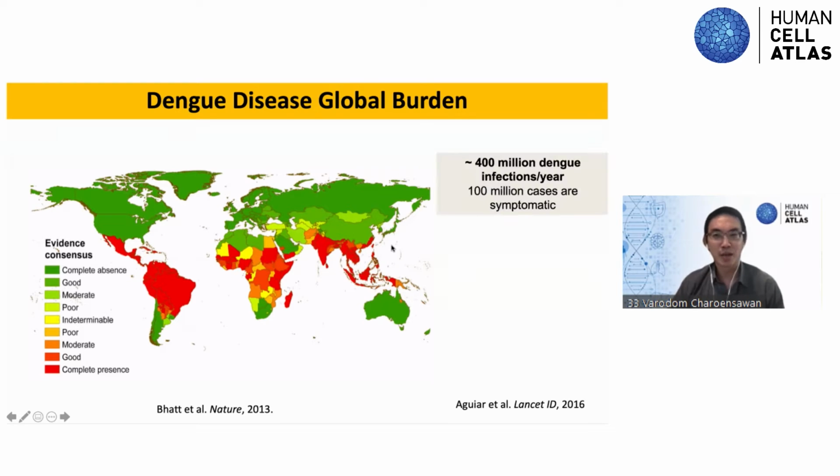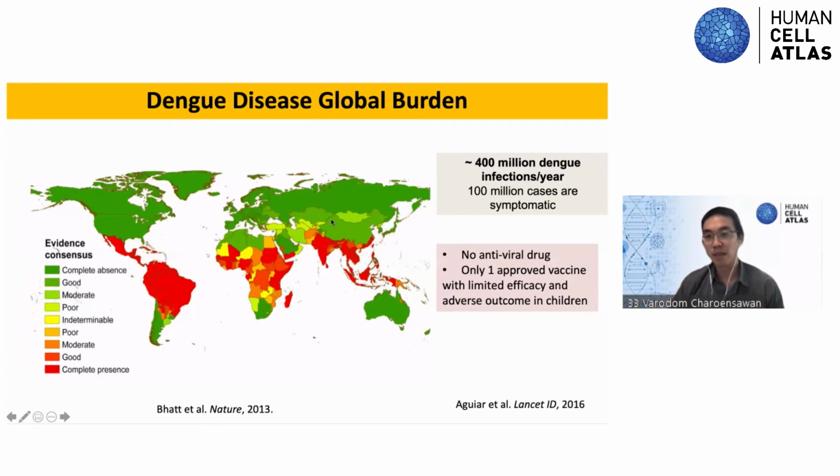In terms of the number of people who are affected each year, there are quite a few millions of people affected, and even though most people don't show any symptoms, we still have hundreds of millions of people with symptoms, which means that they need to either be hospitalized or need to have healthcare somehow. So that's quite a big burden. Unfortunately, right now, there's no antiviral drug for dengue at all. And there's only one approved vaccine with very limited efficacy. And also, it still has a lot of adverse effects in children. So clearly, we need to pay more attention to this.